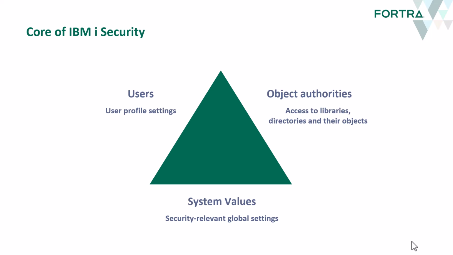An example is a bank security system. The system values set that overall security policy. The user profiles allow cashiers to access their work areas, and object authorities then protect sensitive data like customer accounts that only certain users should have access to. Ignoring any part of those could compromise the security of the system.